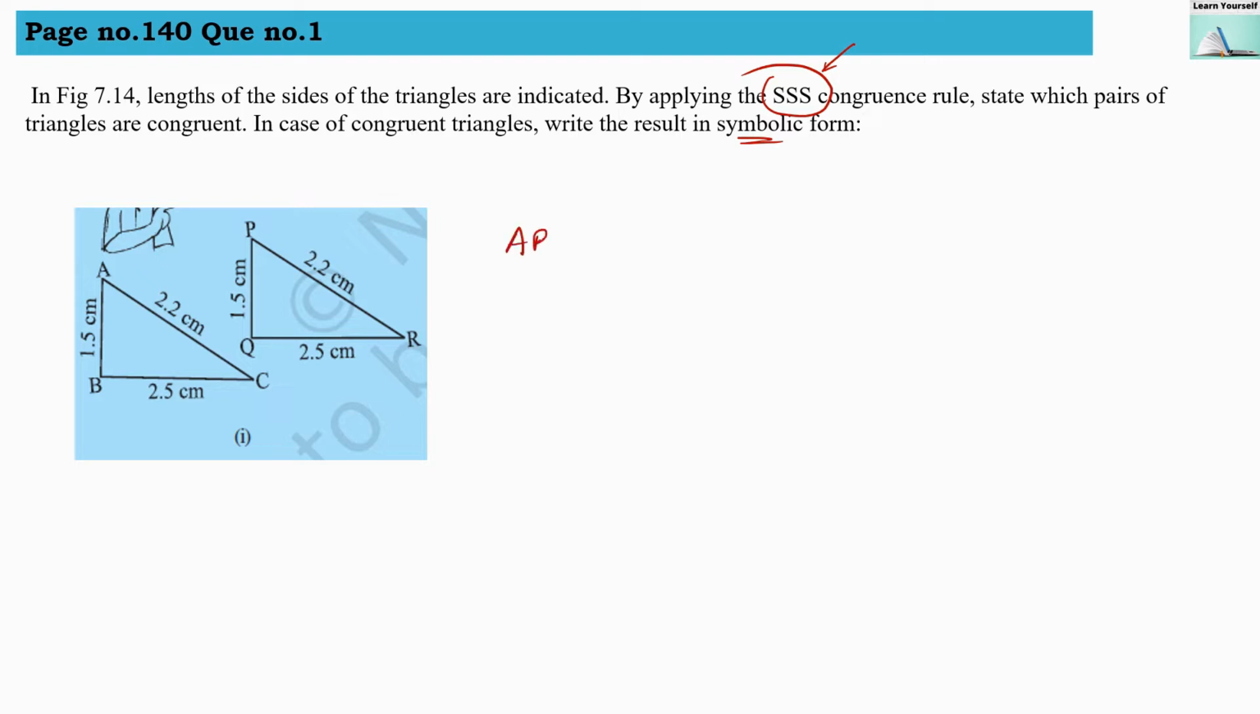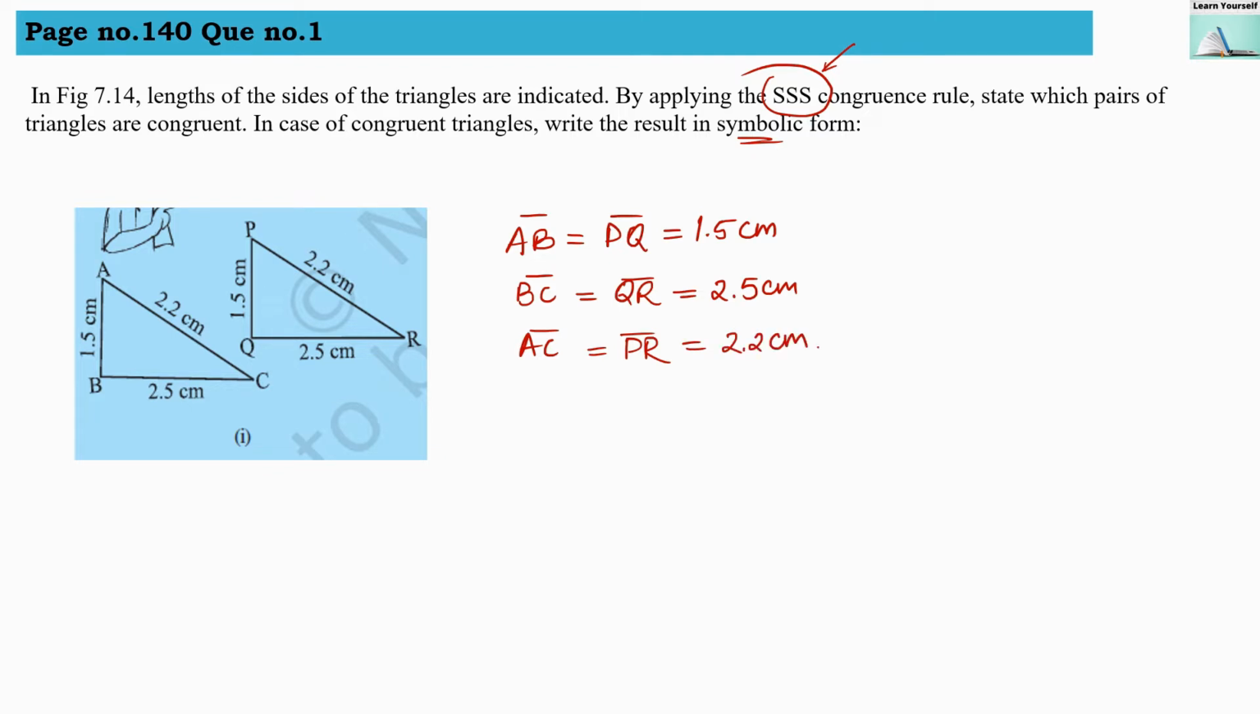AB line segment is equal to PQ, as they both have the length of 1.5 centimeter. Then BC is equal to QR, as they both have the length of 2.5 centimeter. Then AC is equal to PR, as they both have 2.2 centimeter length. Now, as per this, we can write that triangle ABC is congruent with triangle PQR as per SSS criteria.